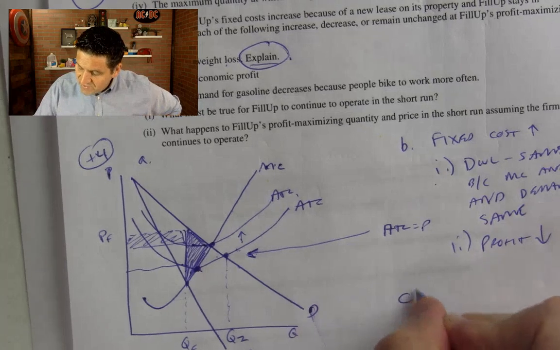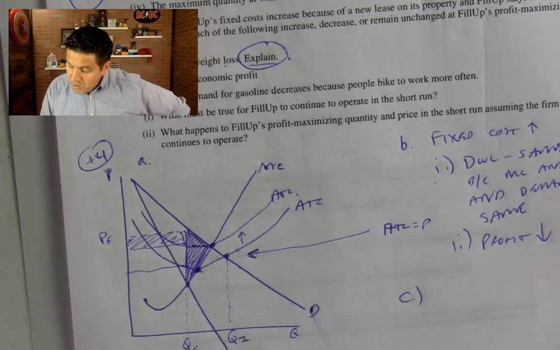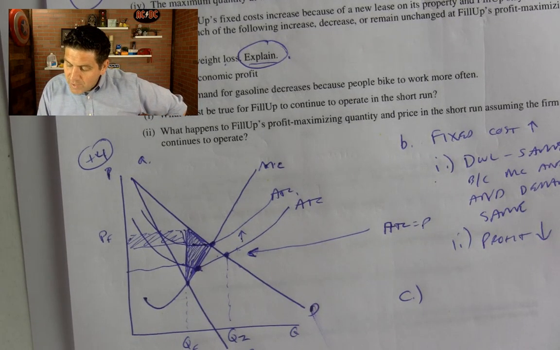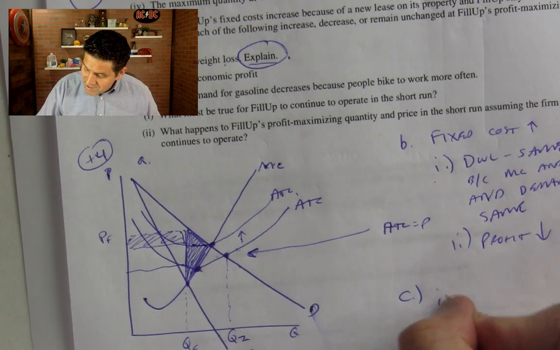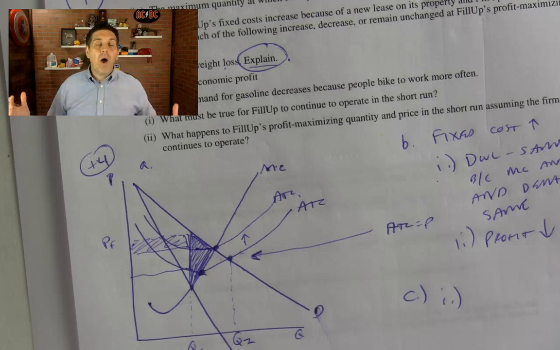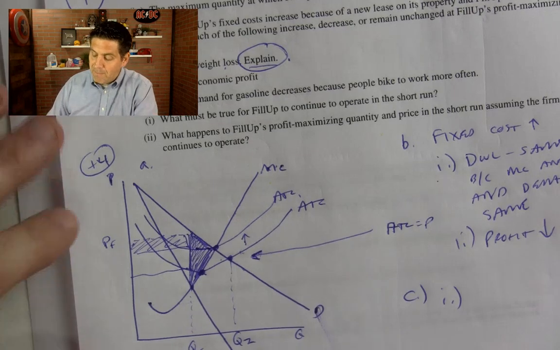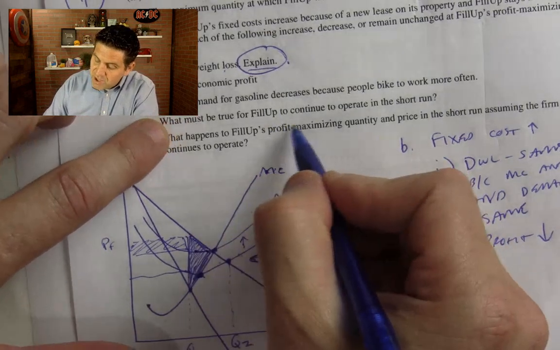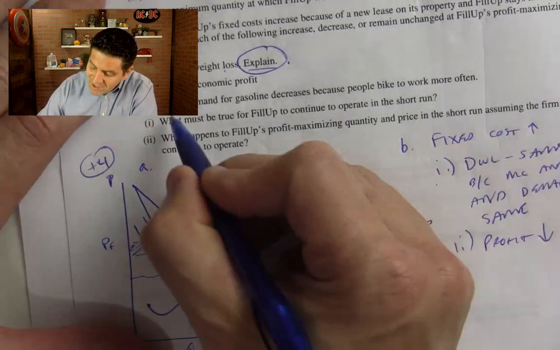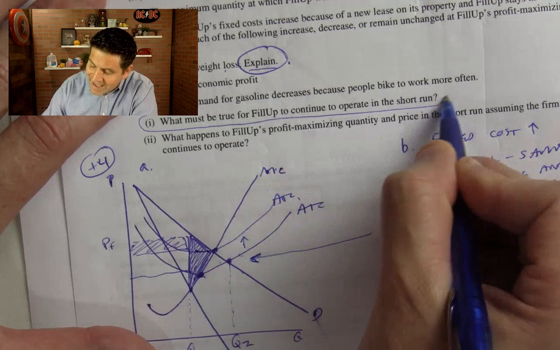In C, let's finish this free response up. Assume the demand for gasoline decreases because people bike to work more often. Okay. In C1, people don't want to buy as much gasoline from this monopoly. The demand's going to fall. What will be true for Philip's to continue to operate in the short run? This is a wordy question that's asking a specific concept.